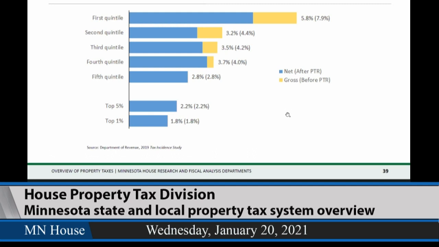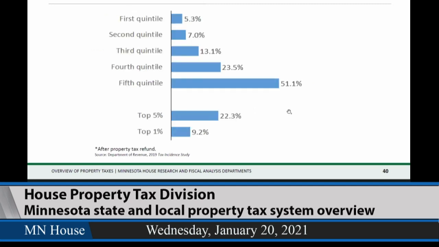So tax is said to be regressive if the effective tax rate falls as income increases. And you can see that the gross property taxes, before any property tax refunds are paid, this is the case. The effective tax rate does fall from the first quintile to the fifth. But if you were to just look at the blue bars, this is the net property tax paid after the property tax refunds have been applied. It does mitigate some of that regressivity within the property tax.